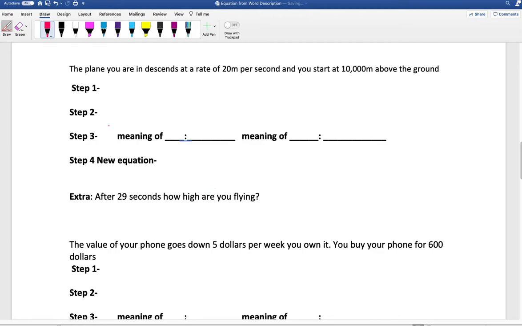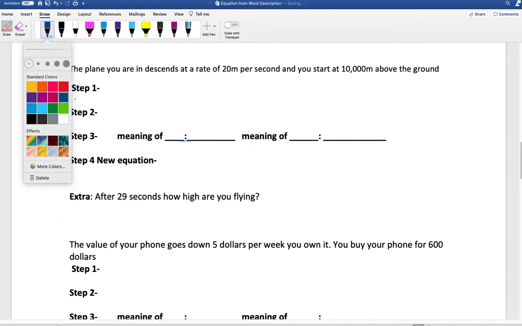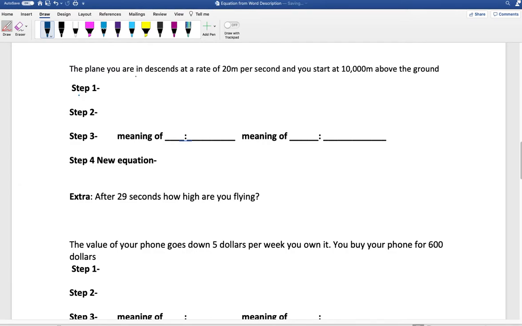And we're going to add in a little extra step too. So a plane, let's go back to blue here. A plane you are in descends at a rate of 20 meters per second, and you start at 10,000 meters. So my starting point is going to be 10,000 meters. I should be writing an equation here. And then my rate of change, right? My rate is 10 meters per second, or 20 meters per second.